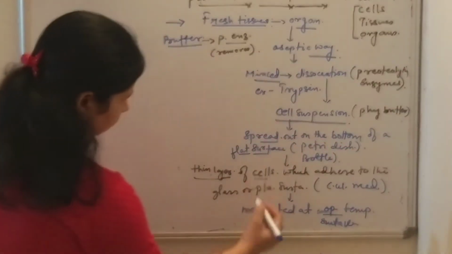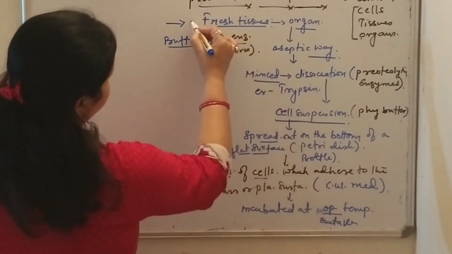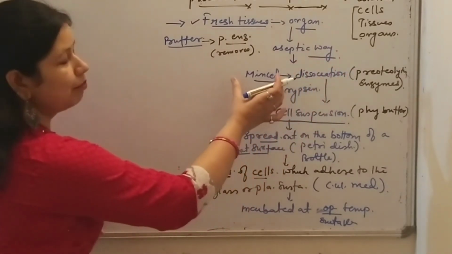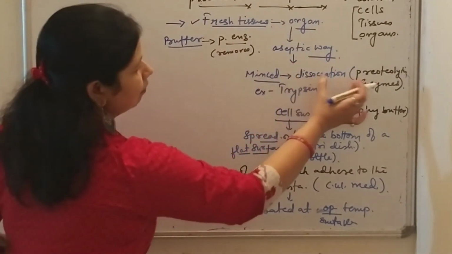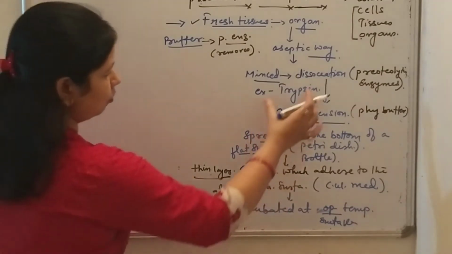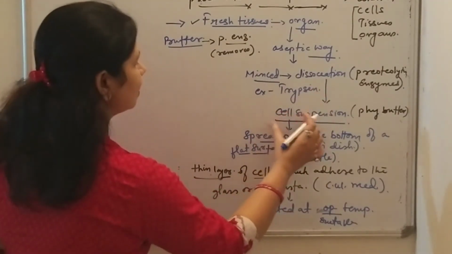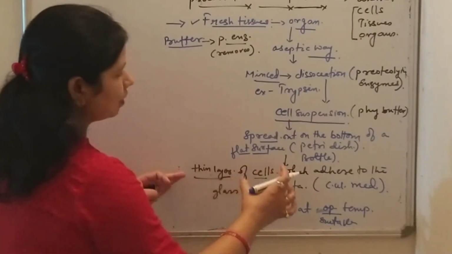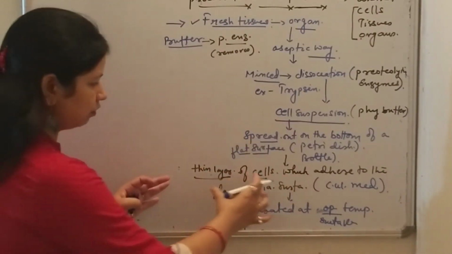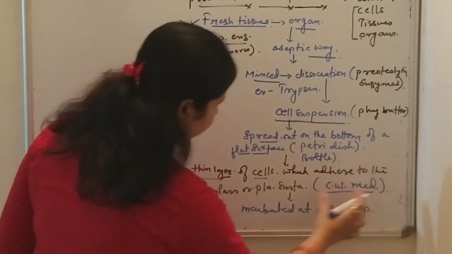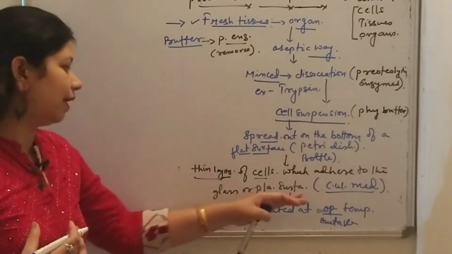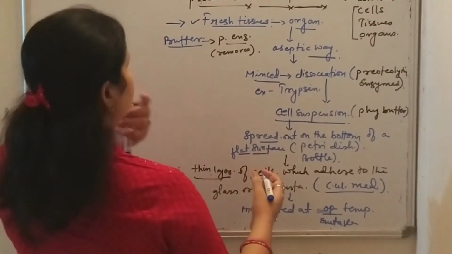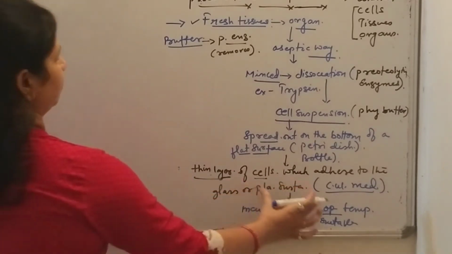First of all, fresh tissues are taken from an organ in an aseptic way, and after that they are minced and dissociated with the help of proteolytic enzymes, of which trypsin is most popular. After getting the cell suspension, it is spread out on the bottom of a flask or petri dishes, and when the thin layer of cells adheres to the plastic or glass surface, it is overlaid with a culture medium and then incubated at optimum or suitable temperature. So this is the way we achieve the primary cell culture.